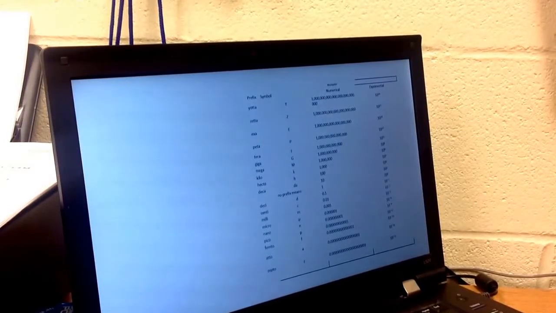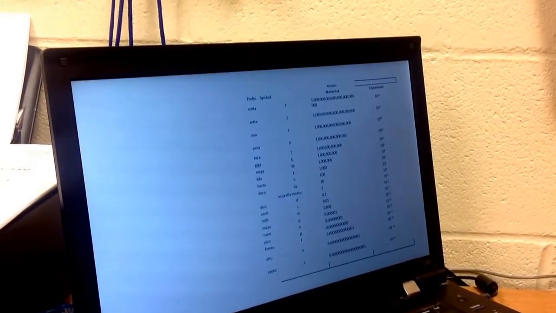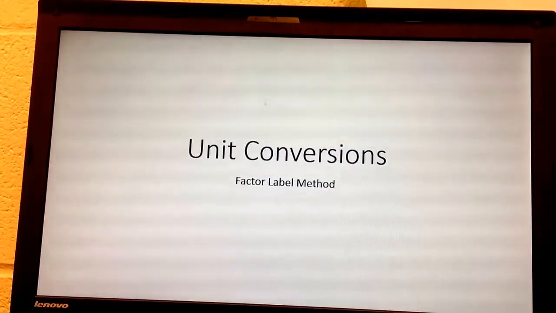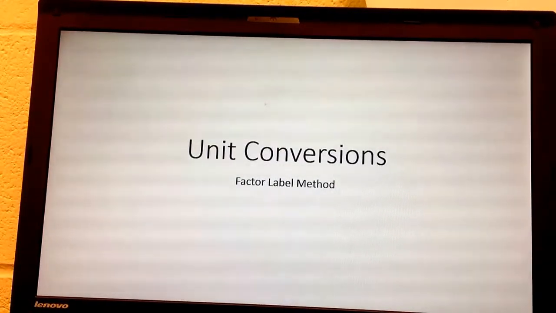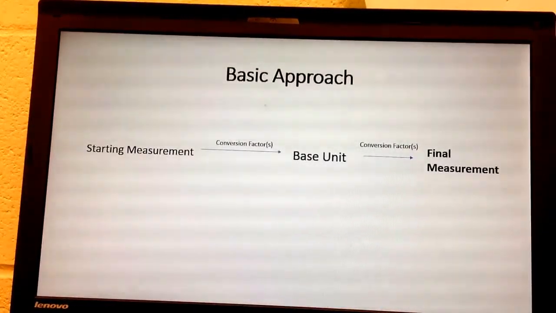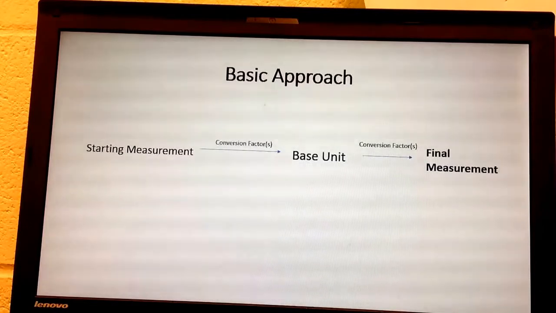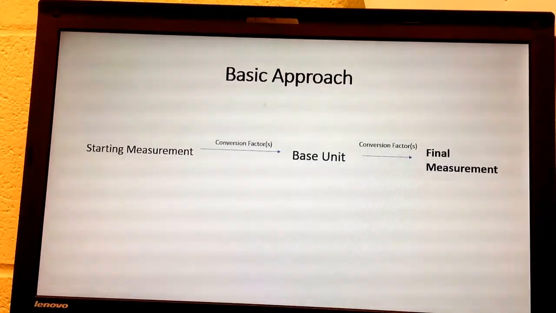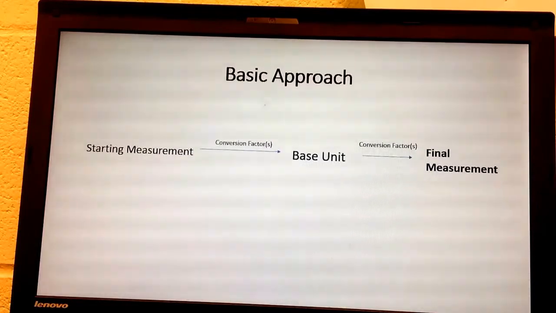Today we're going to do unit conversions, what we once called the factor label method in chemistry. The basic approach is we start with a given measurement, find a conversion factor to go to the base unit, and from the base unit find another conversion factor to go to the final measurement.